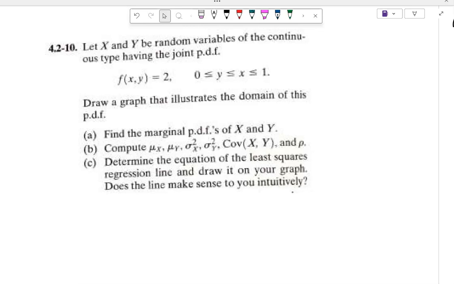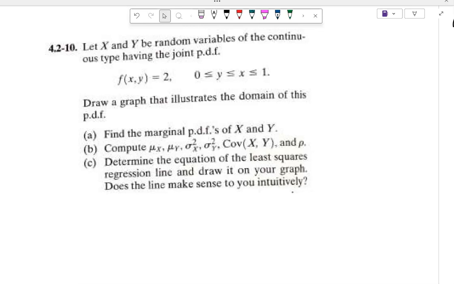So the first part is going to review what we mean by marginal PDF. The second part is going to compute old stuff that we've done and then the new stuff. And then we'll talk about the least squares regression line, which was in the video that I asked you to watch. So let's look at this PDF.